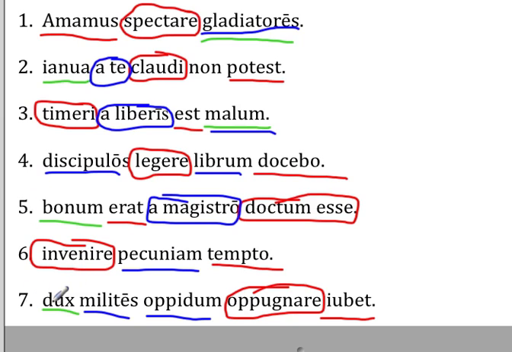So dux is our nominative, so we're going to start there. The leader orders the soldiers to attack the town. Hey, that makes perfect sense. The leader orders the soldiers. The leader orders the soldiers to attack the town. Alright, that's perfect.